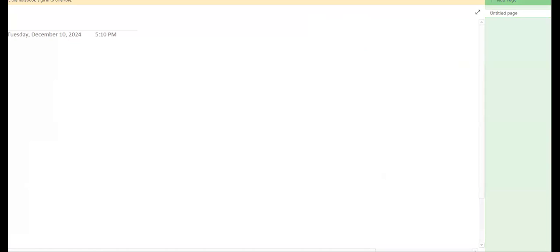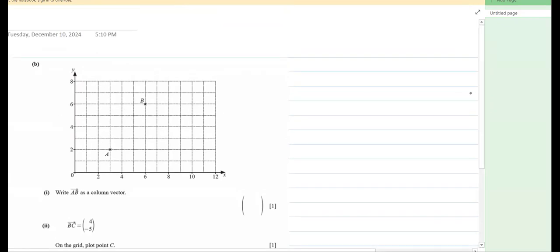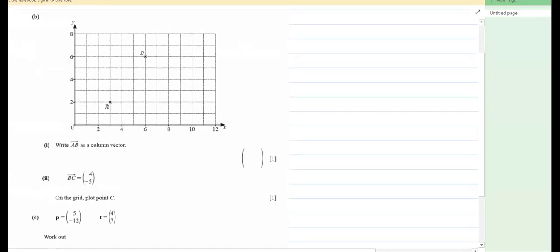Here, I'm going to take a question again from one of the past papers. I hope it will fit into the screen. Let's see. Okay, I have this question here. Point A and point B are given on the grid. So you have to write the vector AB.